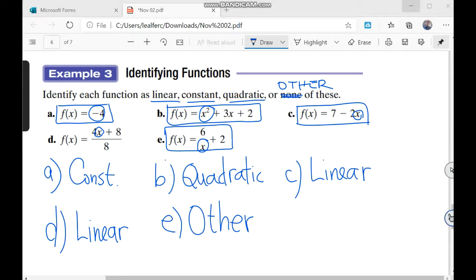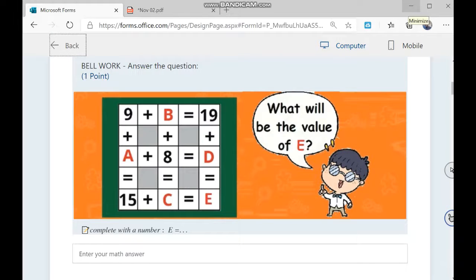Okay, thank you, Will, for the feedback. Thank you. If there are no questions, let's move to the quiz. But first, let's try to solve our puzzle. The puzzle, today's bell work, which is this math puzzle.